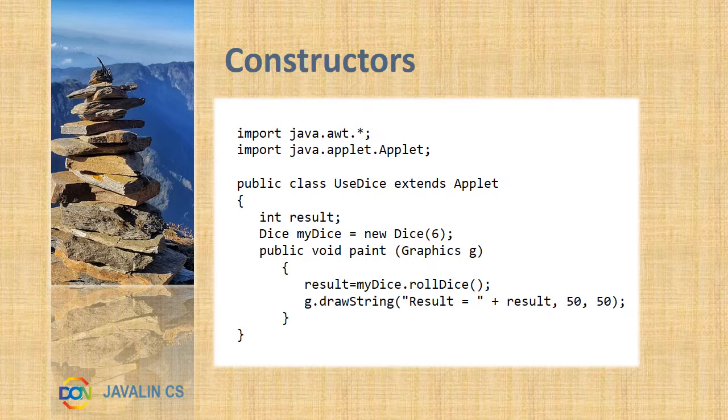Once we've written our own constructor, we can no longer use the default constructor. So we need to specify the number of sides that our dice is going to have. So now what we write is dice myDice equals new dice, and then the number of sides in brackets, so that a dice with 6 sides is instantiated in this case.